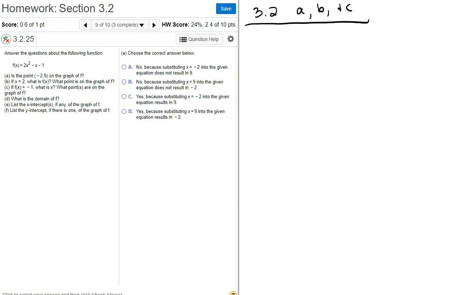So answer the questions about the following function, and our function is f of x equals 2x squared minus x minus 1. I've got my math lab on the left and my whiteboard on the right, so I can do them both at the same time. A says, is the point -2, 9 on the graph of our function?